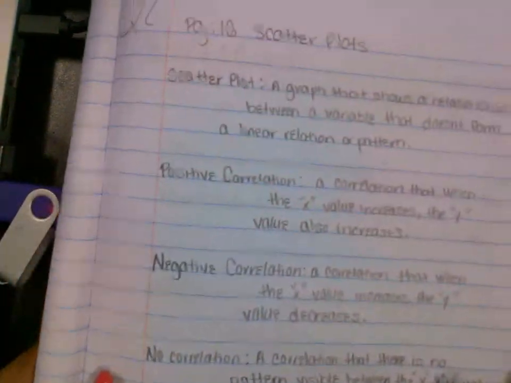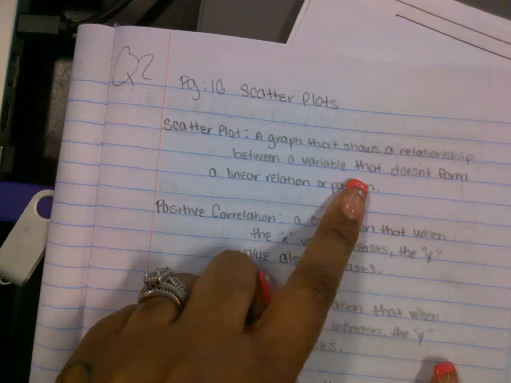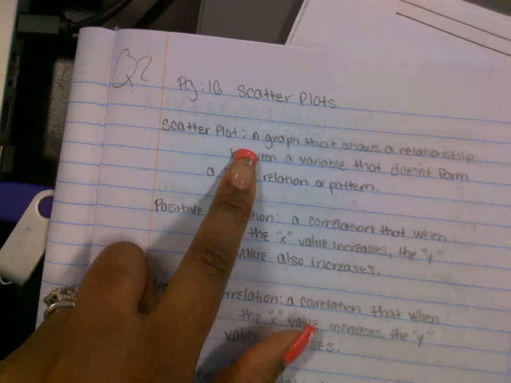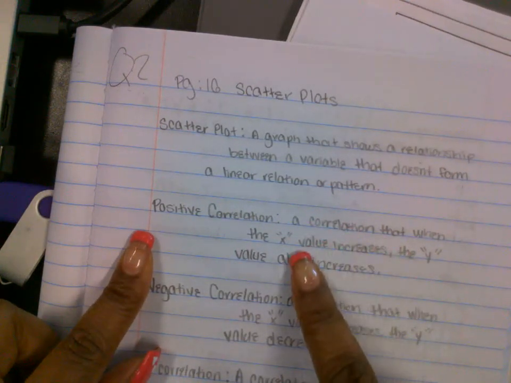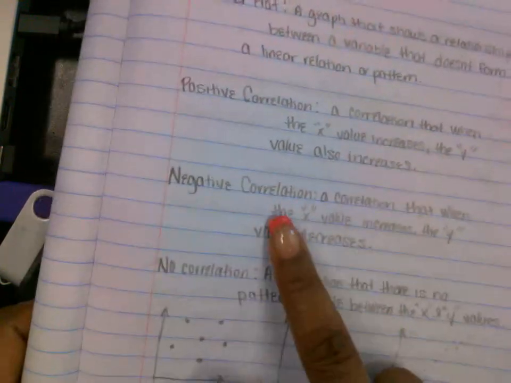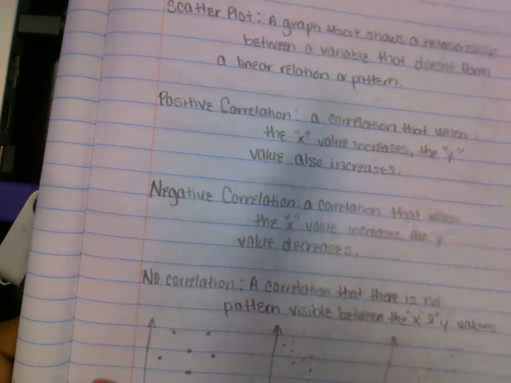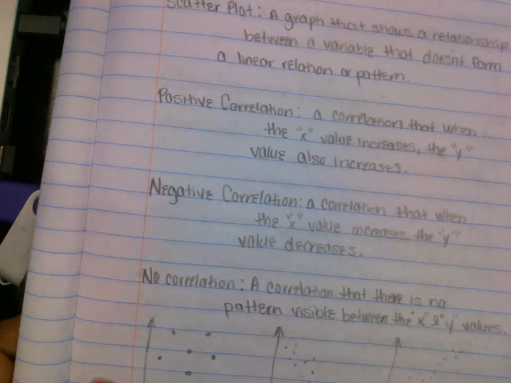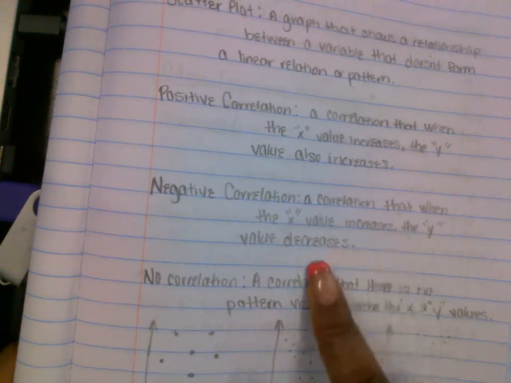Okay. All right. So scatter plot, a graph that shows the relationship between a variable that forms a linear equation. So basically, it's a comparison. It's really two quantities. When you compare two quantities together, okay? Positive correlation is when as your x increases, your y increases. Negative correlation, when your x increases, x is always going to increase because when you read the x-axis, it always goes from left to right. Okay, your y can fluctuate. Okay, so as x increases, your y decreases.